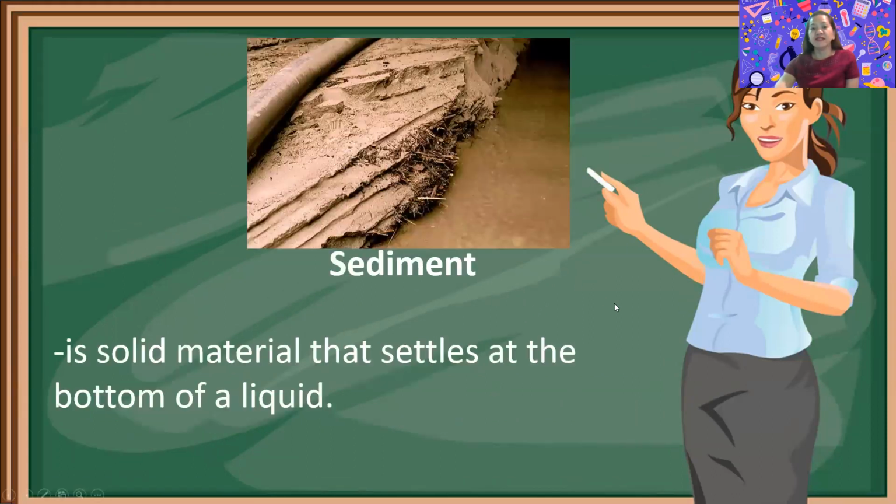Next is sediment. It is solid material that settles at the bottom of a liquid. Example on the photo, I think this is from a river. And this sediment is like mud that has been stuck for a long time there. So at the bottom of the river, you can see this mud.